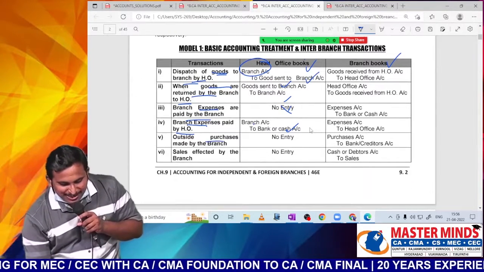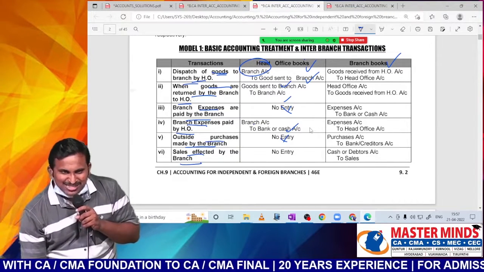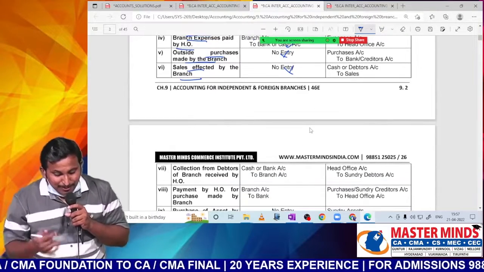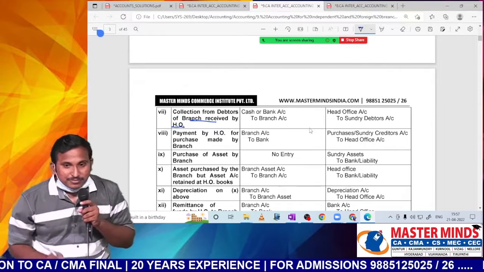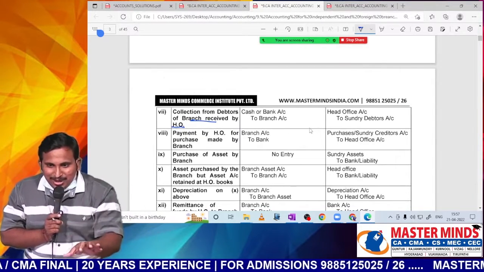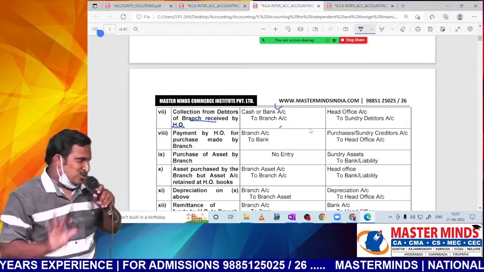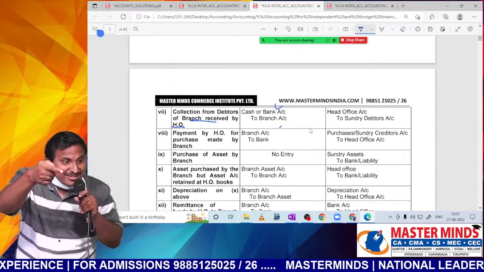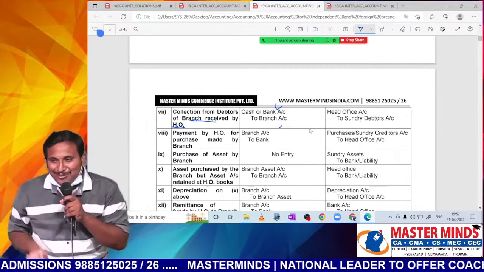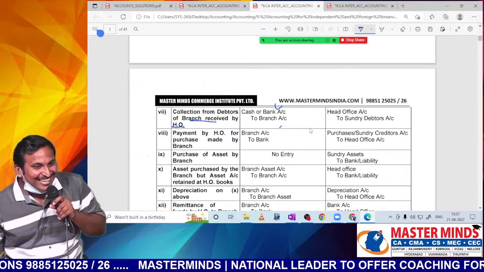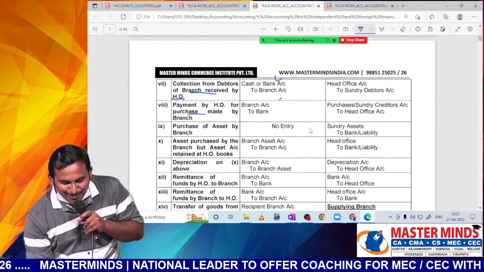Suppose outside purchases are made by branch. Branch purchased means we will not have any entry. Sales effected by branch means no entry. We'll record only transactions between head office and branch. Collection from debtors of branch received by head office: please understand, branch debtors have paid some money and head office has received it. Forget about everything else. You have received cash: debit cash, credit branch. Only look at one aspect, which is very simple. Automatically the other aspect will go to branch. No big logic required, because the other party has to be branch only. Sir, is that clear? In that way you will never write wrong; everything will be correct. Payment made by head office for purchase made by branch.